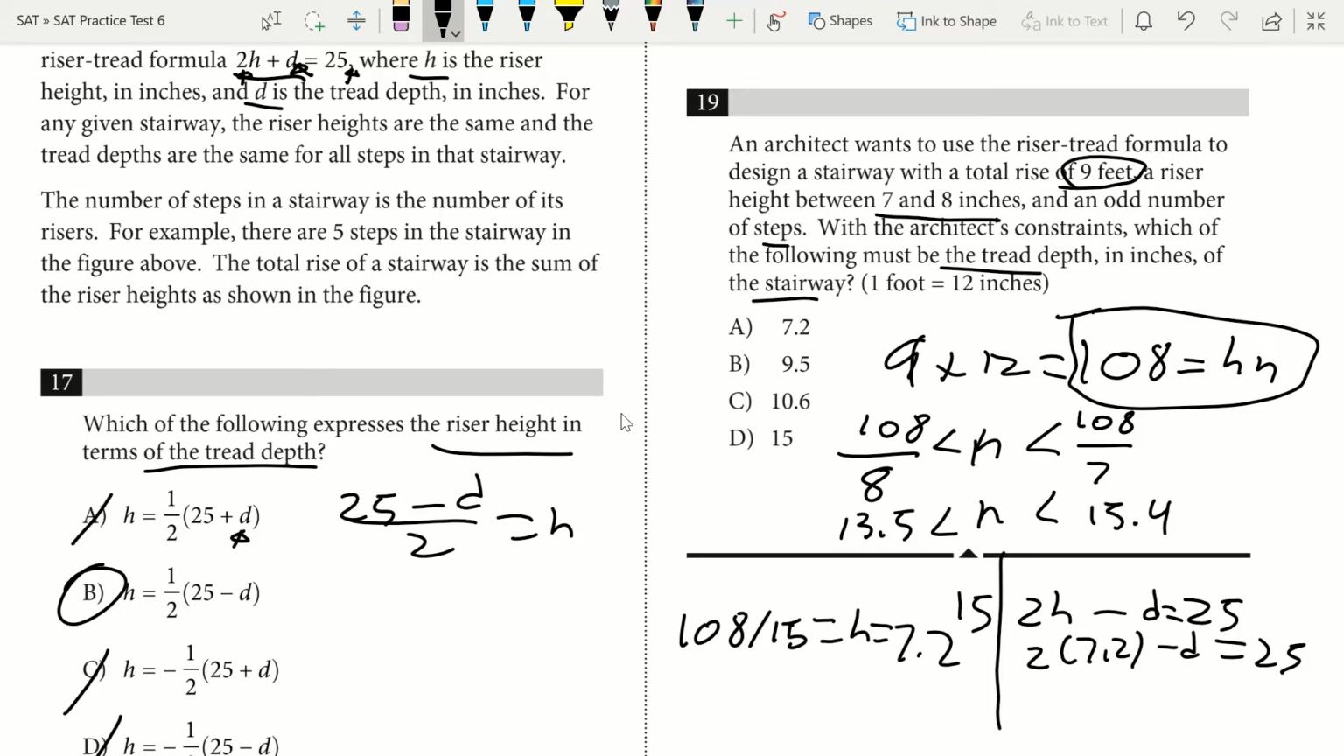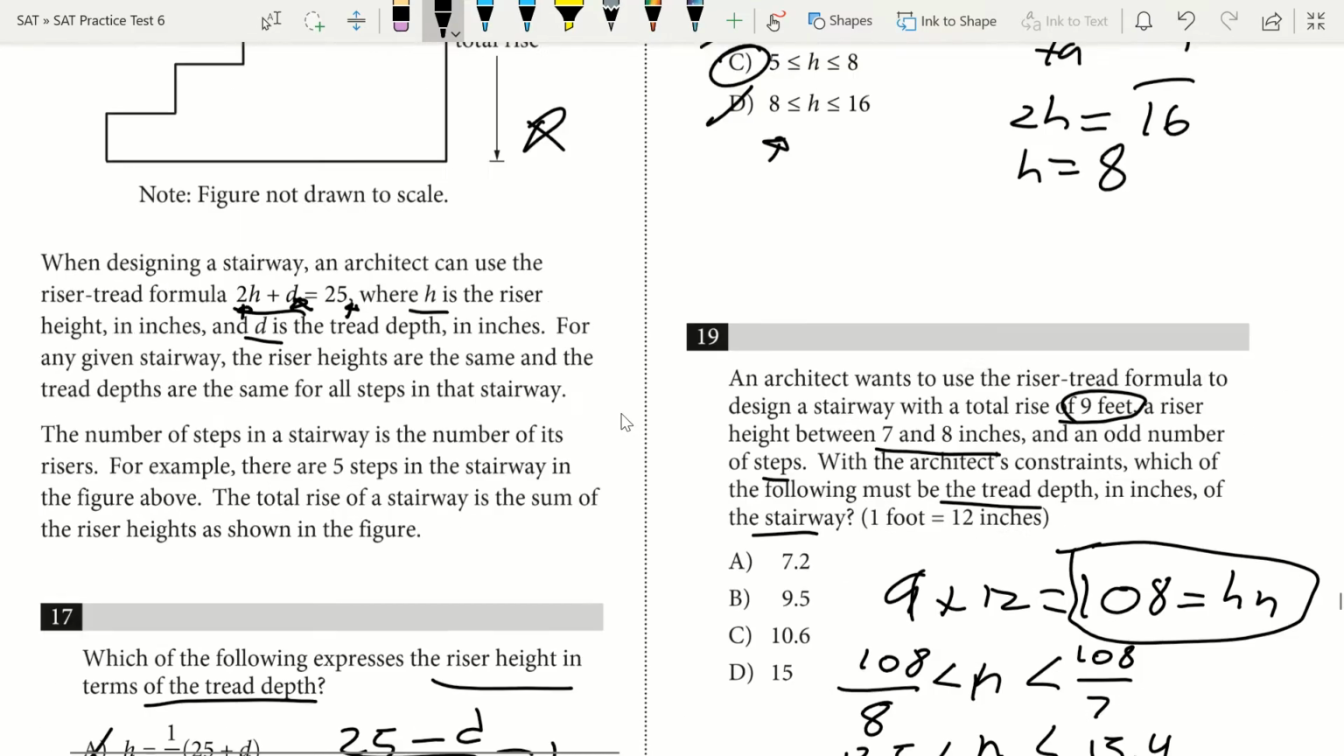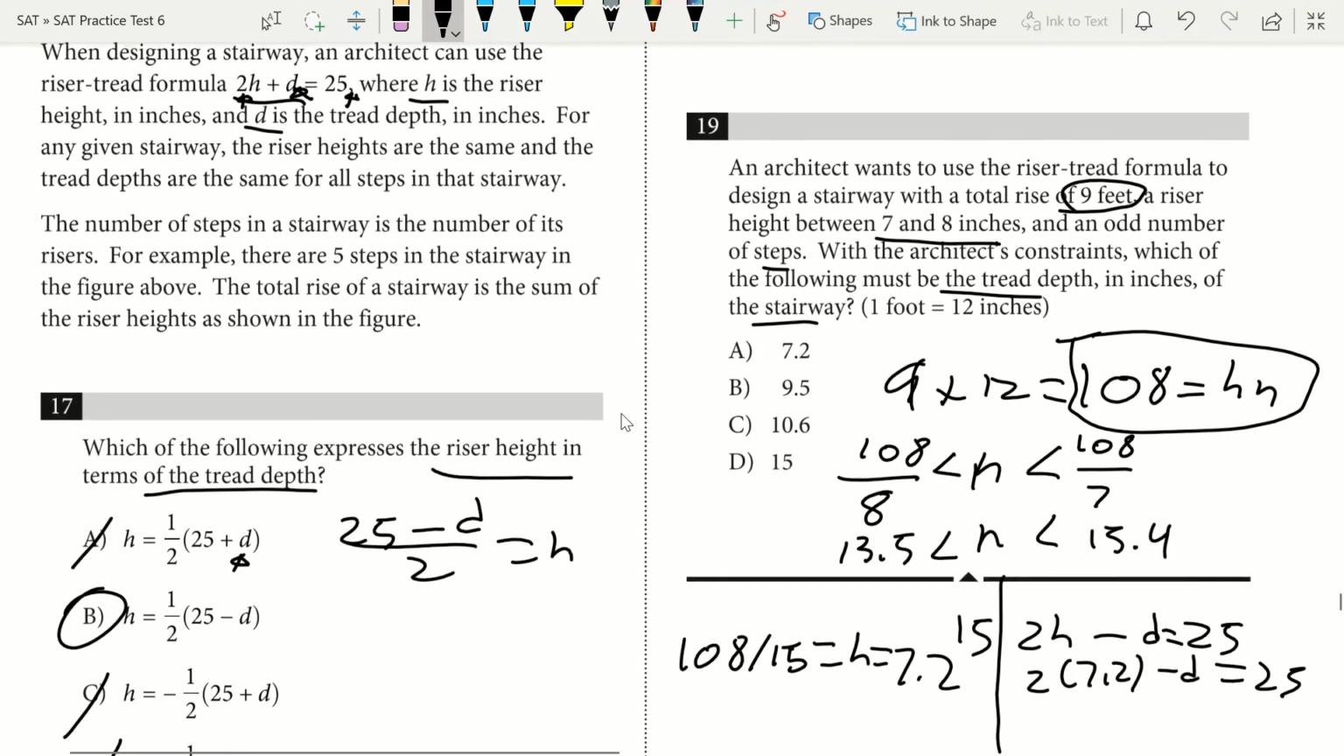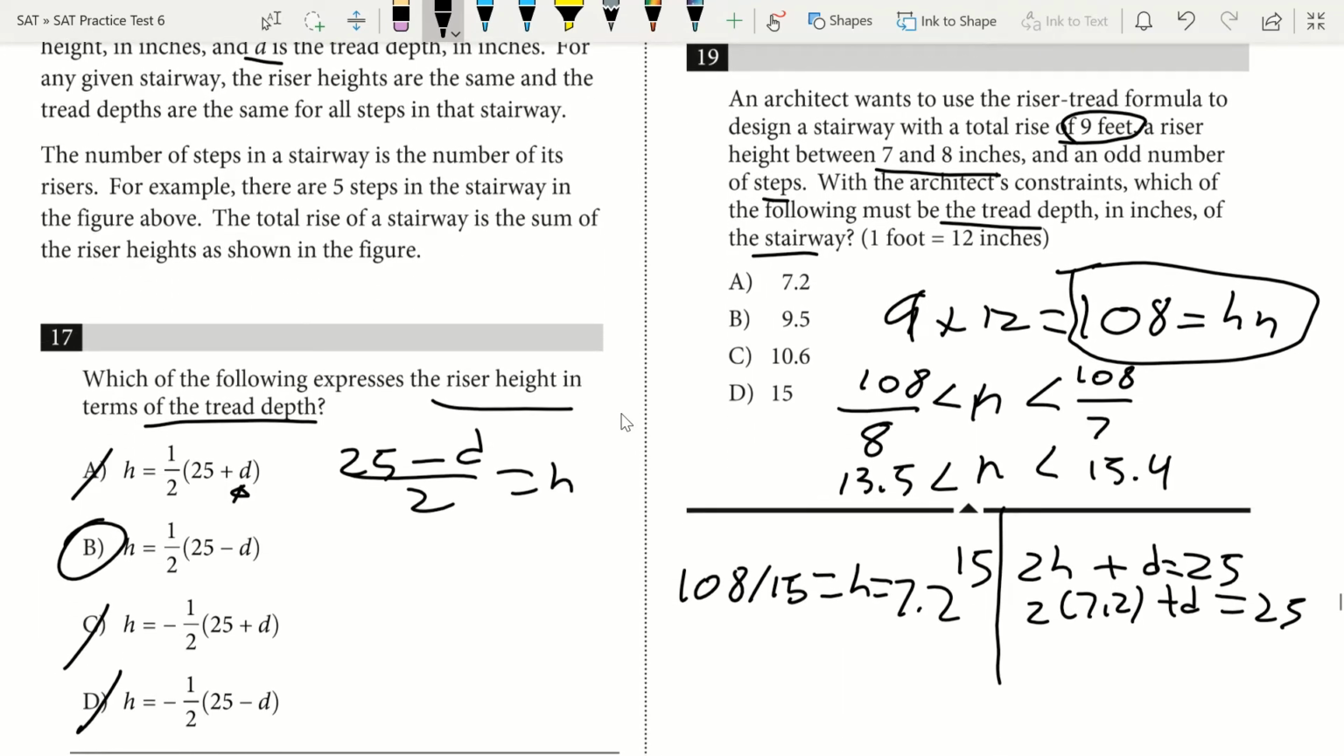So I've got 25, or I'm sorry, hang on a minute. Let me go back up to that equation. I think it was plus d. Yes, 2h plus d equals 25. I'm sorry about that. So we've got 14.4. We subtract 14.4 from 25, so 25 minus 14.4, and we get 10.6 equals d. So we know our answer then will be C.